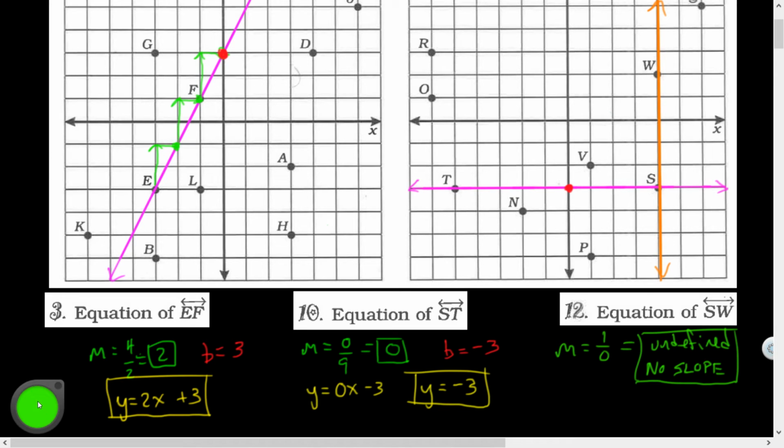So to write the equation, well, let's see. Does this have a y-intercept, that orange line? No, the y-axis is right here, and it's parallel to it. It never touches the y-axis. How do I write the equation of a vertical line? Does anyone remember?